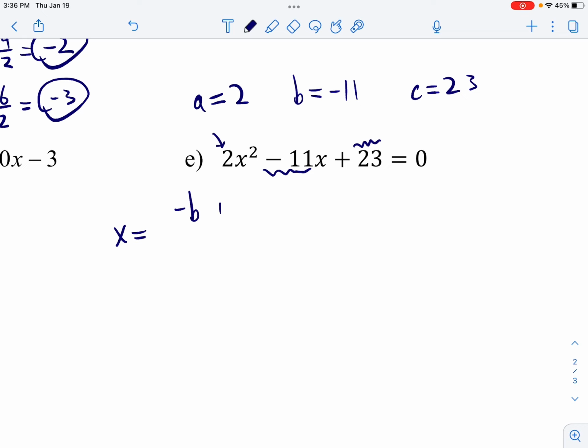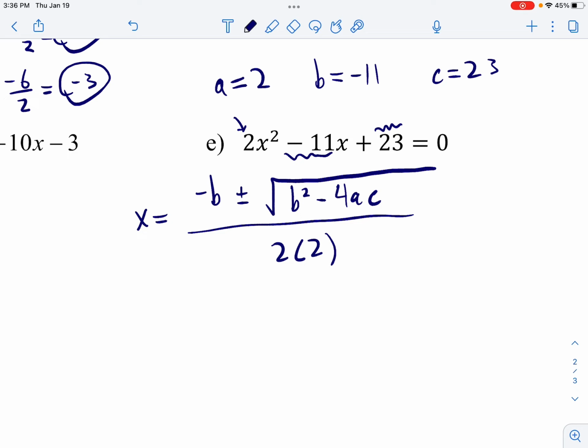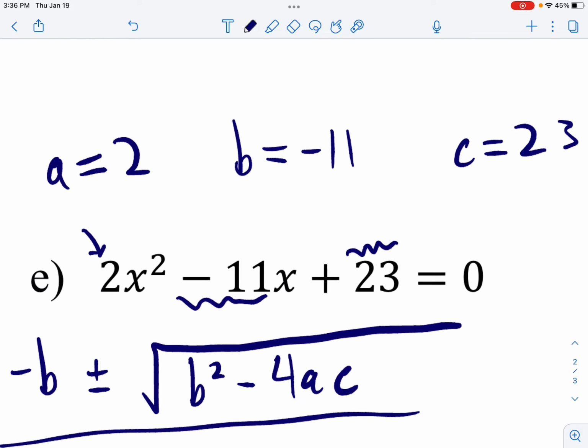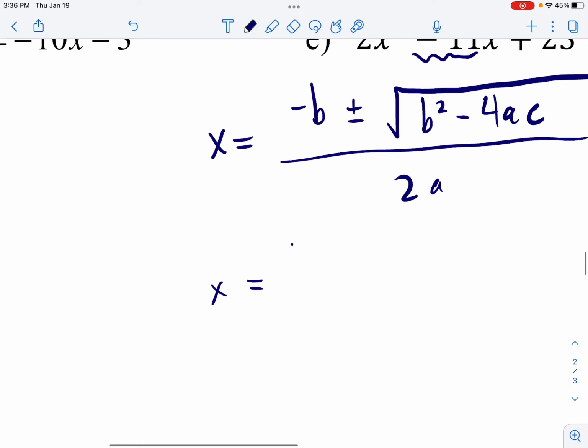Opposite of b plus or minus the square root of b squared minus 4 times a times c, all over 2 times a, which is 2. So, 2a. Here A is 2. So let's plug everything in. X is going to be equal to the opposite of B. B is negative 11, so the opposite of B is positive 11.